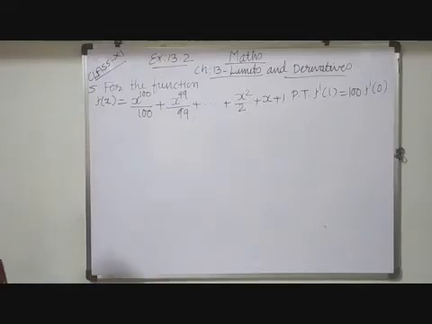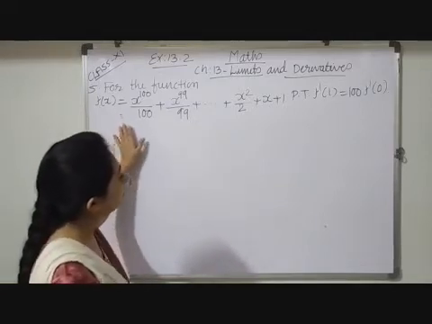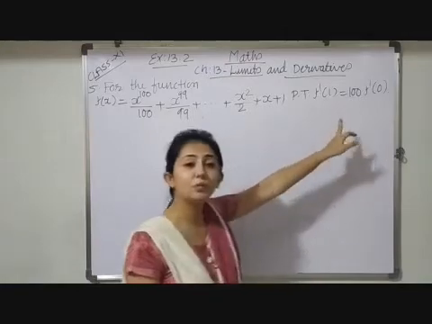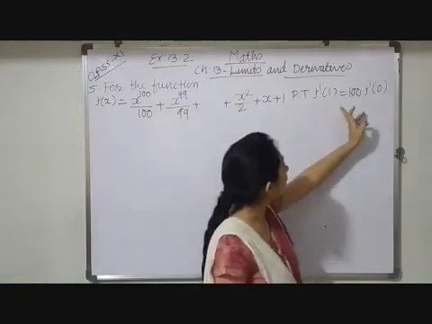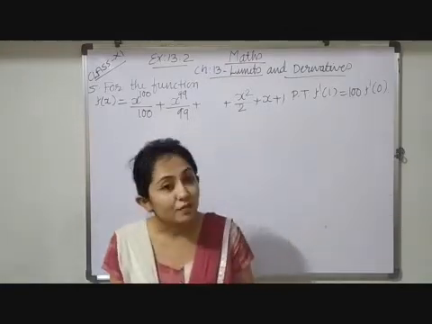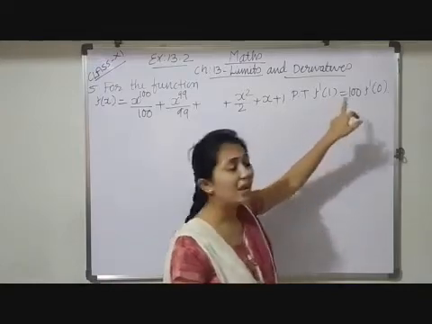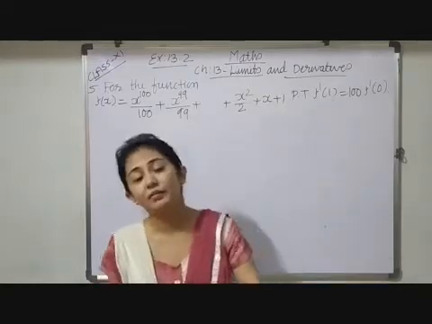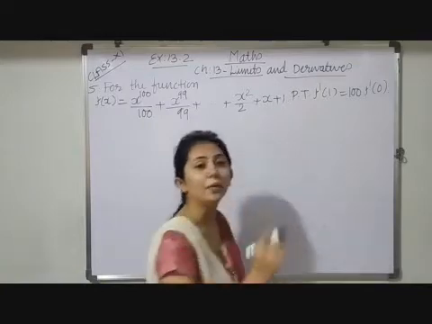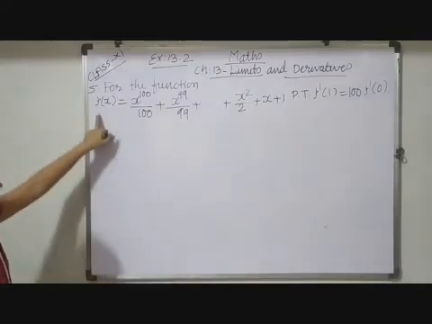So here a function is given, f of x, and we have to find f dash, or we have to prove that f dash of 1 is equal to 100 times f dash of 0. It means 1 is the value of the variable. So first of all we will find its derivative, since dash means derivative.